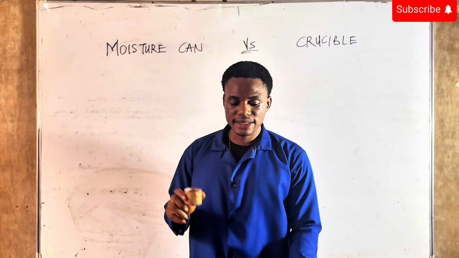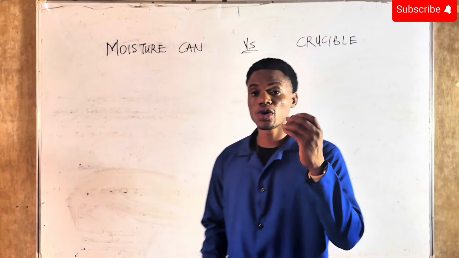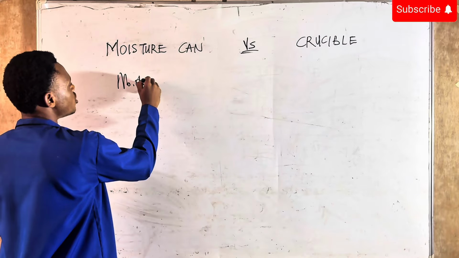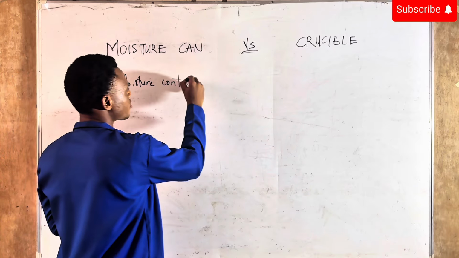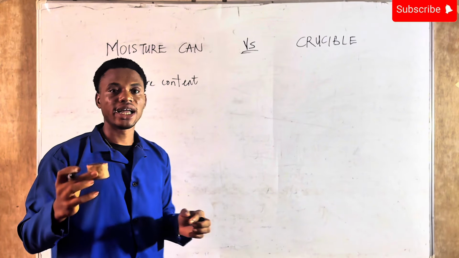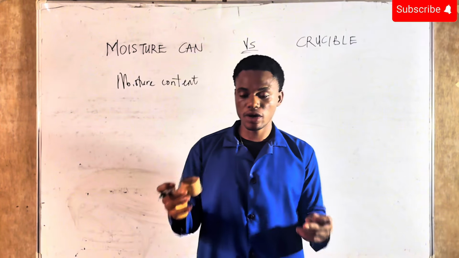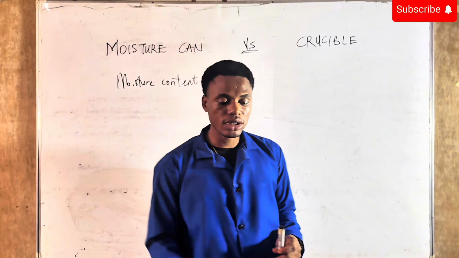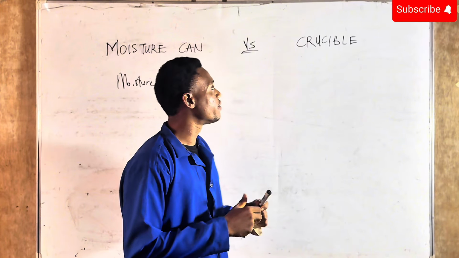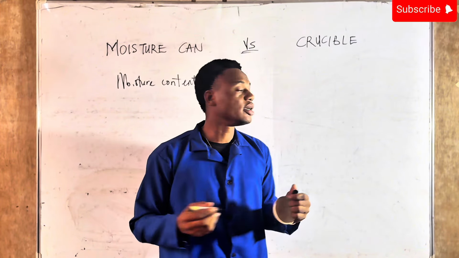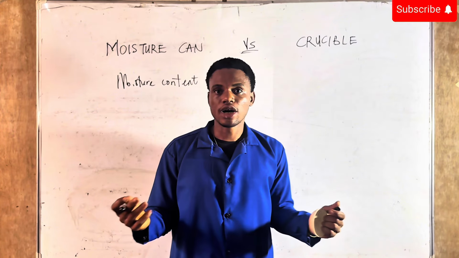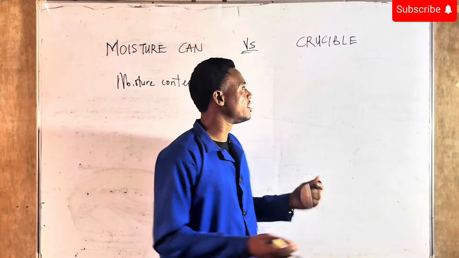Now for the moisture can, they're usually used for the moisture content test. So when we have moisture content to determine the moisture in a material, be it soil or any aggregate. While for the crucible, which is this, we can use it when we want to determine something like the organic matter of the soil or of a material.